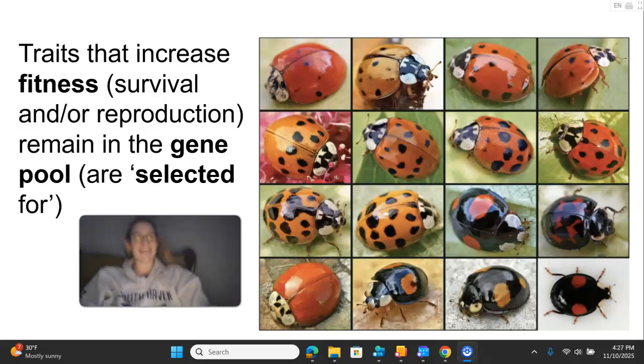All right, the traits that increase fitness, again, an organism's ability to survive and or reproduce, they remain in the gene pool, and we say that these are selected for. So if being black shelled here increases fitness, then that trait is going to be selected for.